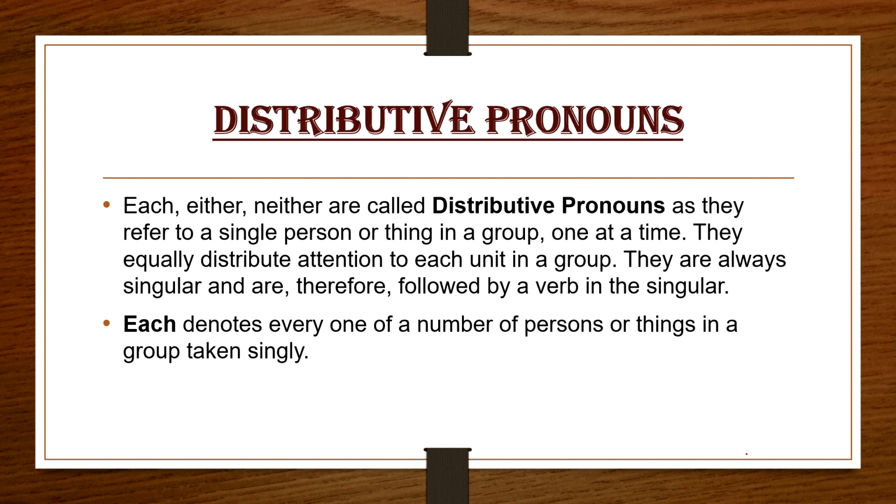Now, next comes distributive pronouns. Each, either, neither are called distributive pronouns as they refer to a single person or thing in a group, one at a time. They equally distribute attention to each unit in a group. They are always singular and are therefore followed by a verb in the singular. Each denotes every one of a number of persons or things in a group taken singly.